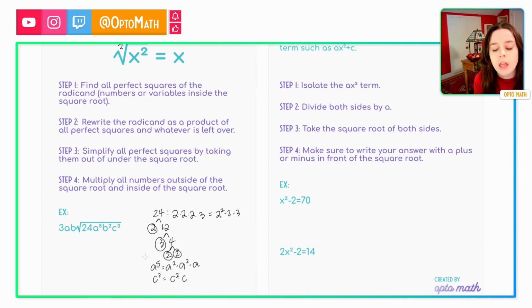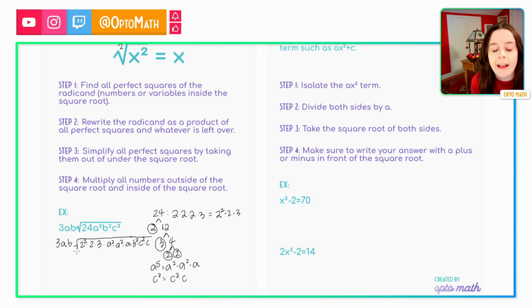Now let's replace our radicand with all of this we just found, and we'll keep our outside piece, 3ab. So now we have the square root of 2 squared times 2 times 3 times a squared times a squared times a times b squared times c. And yes, I know it's long, but I want to show you how it works with different exponents for your variables and for a number that's got some perfect squares in there.